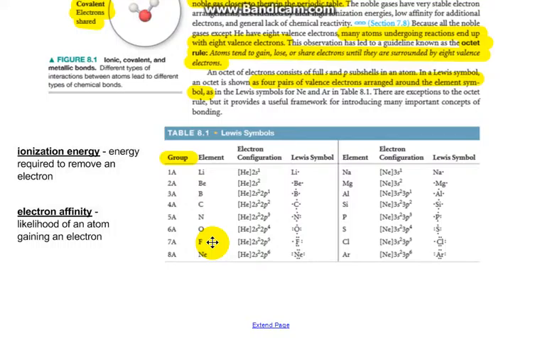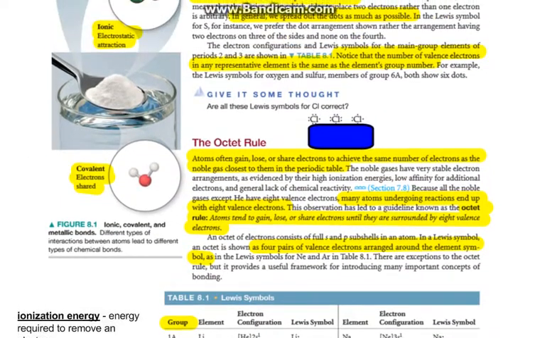7A, fluorine is in group 7, so it has 7 electrons. Chlorine is also in group 7, so it has 7 electrons. And then lastly, noble gases, group 8, so it has a full outer level, so therefore 8 electrons. And of course, helium is the only noble gas that has a full level of 2 electrons in its outer level. Okay, so relatively easy there.